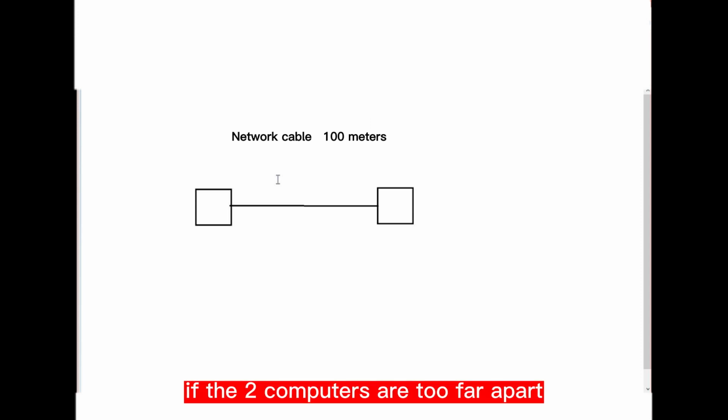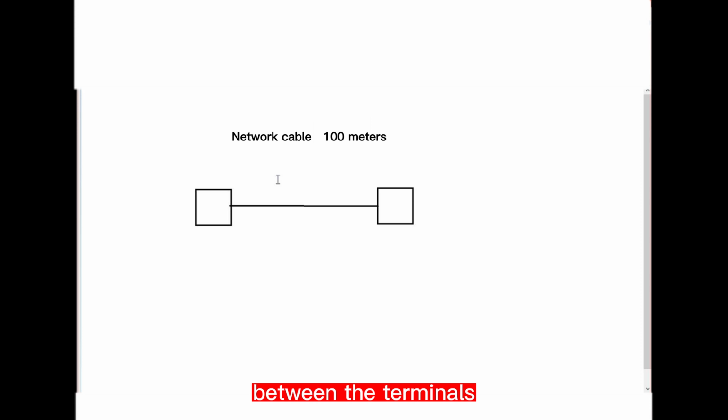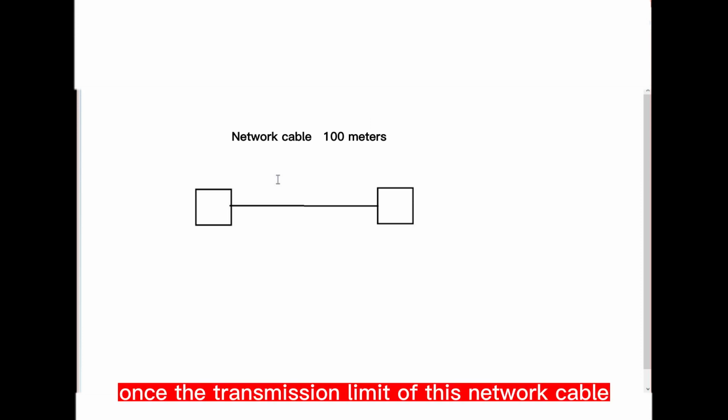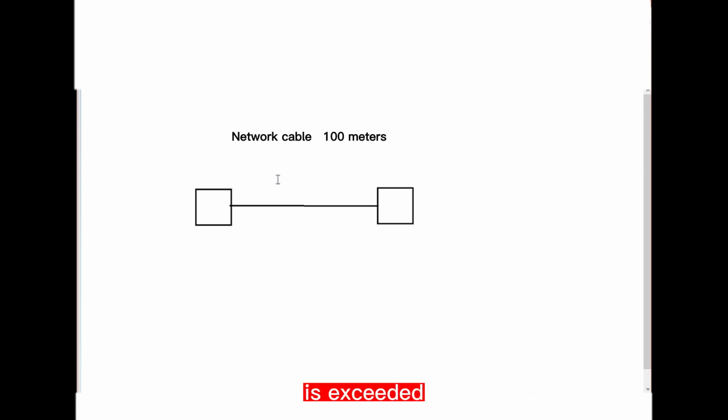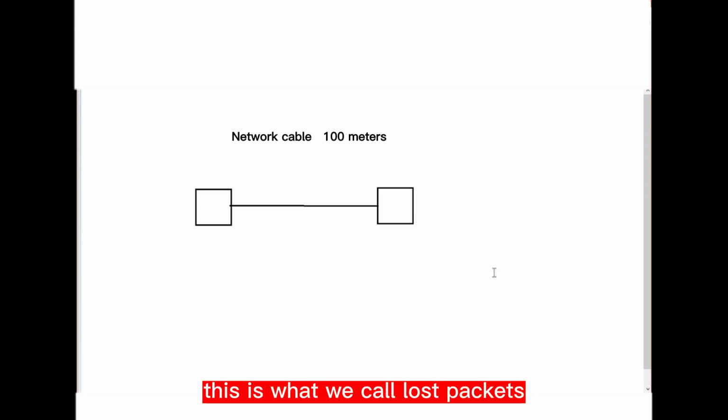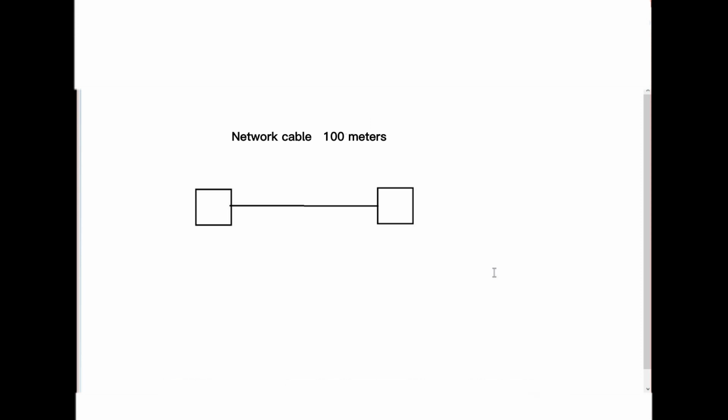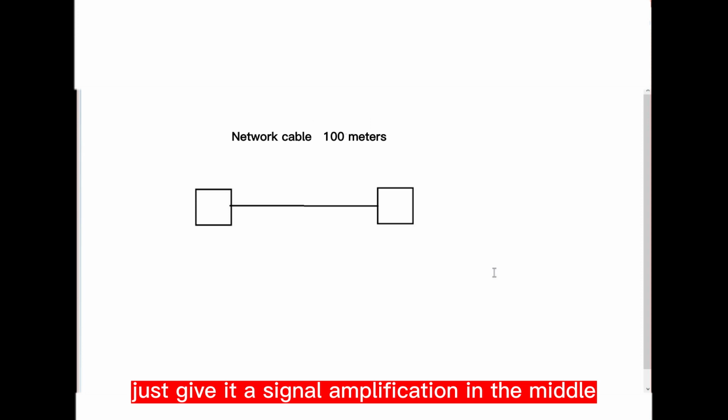If the two computers are too far apart between the terminals, once the transmission limit of this network cable is exceeded, then the data starts to be lost. This is what we call lost packets. Your data signal is unstable. Data can be passed, but there will be packet loss. So now we will have a way. Add a repeater between these two devices. Just give it a signal amplification in the middle.